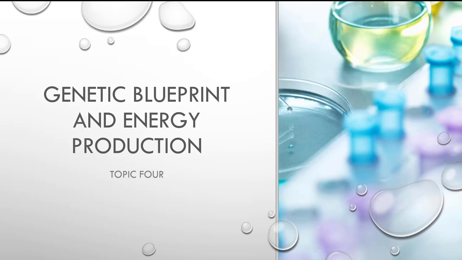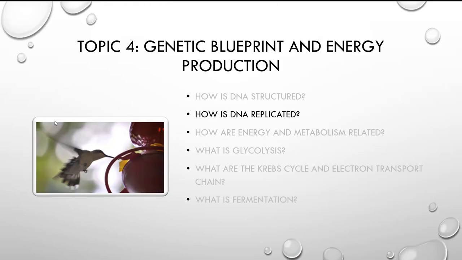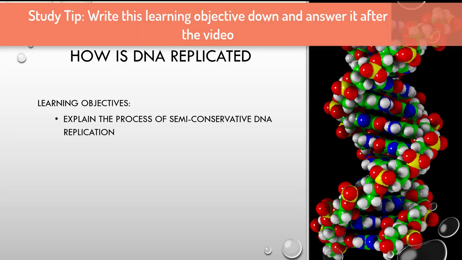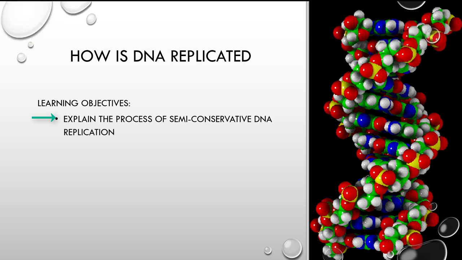Welcome back, everyone. So we are going to go into part 2 of topic 4, the genetic blueprint and energy production. In our last video, we learned about how DNA is structured. In this video, we're going to learn about how DNA is replicated. By the end of this video, you should be able to explain the process of semi-conservative DNA replication. Right? So just one learning objective this time.